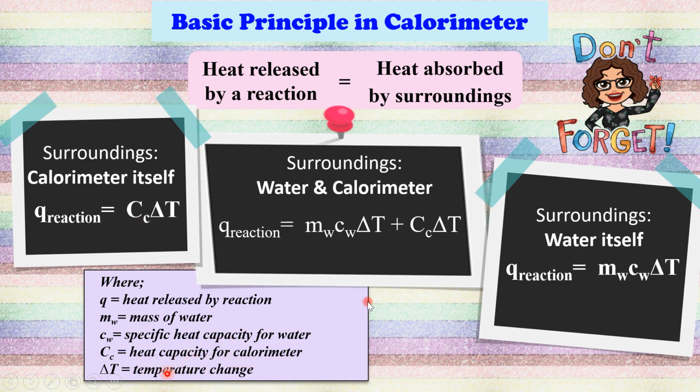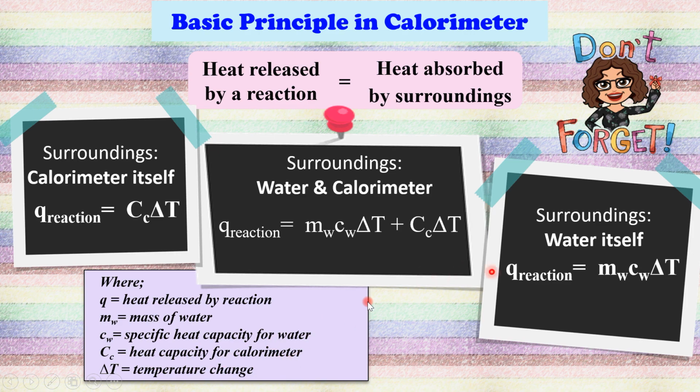Delta T is referred to the temperature change. If the surrounding is water and calorimeter, the formula would become Q reaction is equal to MW CW delta T plus CC delta T, where MW is referred to the mass of water, CW is referred to the specific heat capacity for water, delta T is the temperature change, and CC is referred to the heat capacity for the calorimeter.